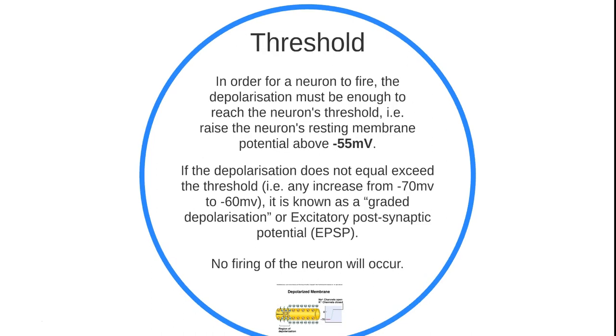Now, in order for a neuron to fire, we need to depolarize the neuron, which means increase the positive charge inside it. And each neuron has a threshold, and the average threshold of a neuron is about minus 55 millivolts. So what that tells you is we need to increase the charge inside that neuron by about 15 millivolts, from negative 70 to negative 55, in order for that neuron to fire. Now, if the number of impulses arriving doesn't cause that change to happen, the neuron won't pass the message on. It's called the all or nothing principle. It will either fire if it reaches the threshold, or it won't fire.